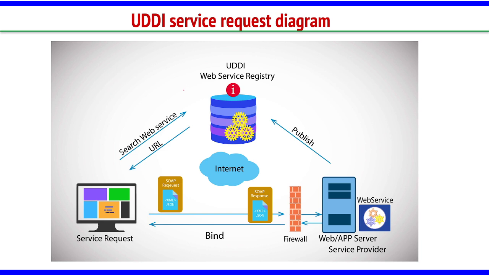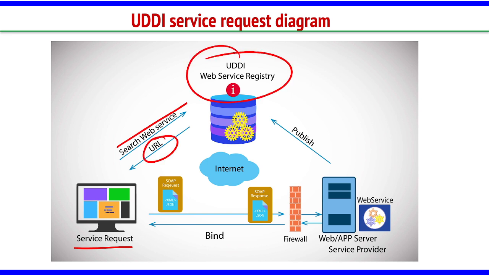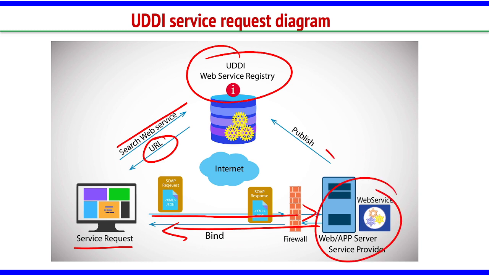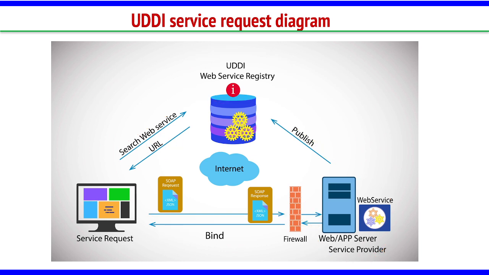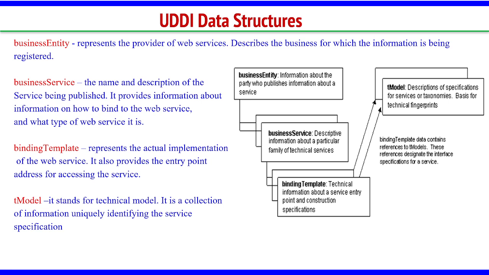So the basic architecture diagram of UDDI you understood, right? The service requester will go and search for a web service in the UDDI registry. He will get the URL, that binding URL, and then he will send a SOAP request to the server web service, and it will respond back with the SOAP response. But the one who has designed the web service will be publishing the data into the registry. This is a basic web service architecture what we have already seen, right?